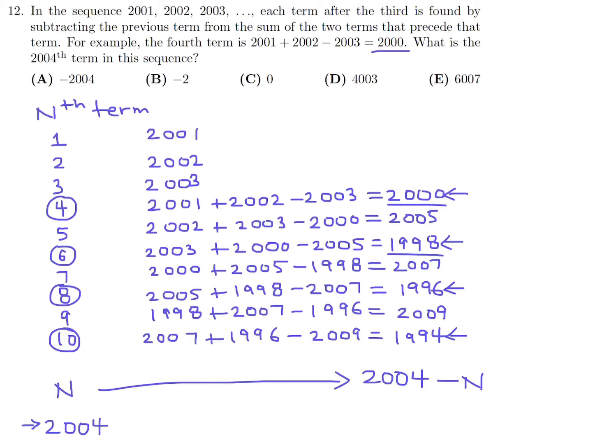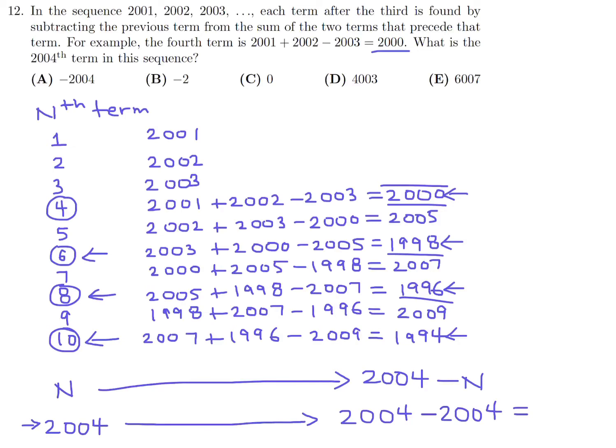Yeah, that will work, right? 2000 is basically 2004 minus 4. 1998 is 2004 minus 6. 2004 minus 8 gives you 1996. 2004 minus 10 gives you 1994. All right, great. So to figure out our 2004th term, n is 2004. So 2004 minus 2004, and that gives you 0. So all that hard work to get 0. So number 12, the answer is C.